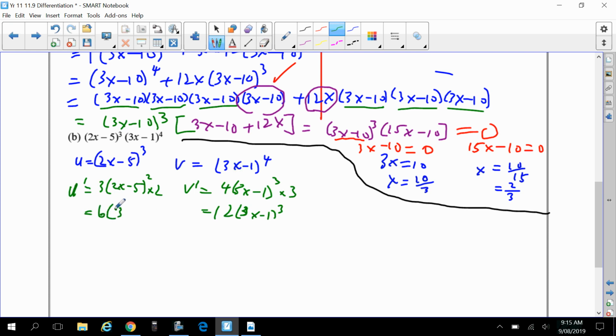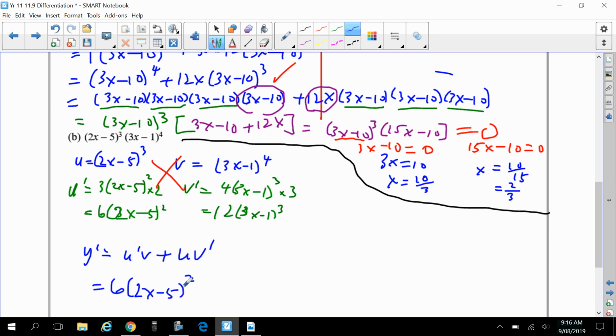Notice I simplify it before I start using it, right? I simplify 2 times 3. Don't leave it at 2 times 3. It's 6. You get the idea? And then cross multiply. How cool is that? Cross multiply. Who can't do that? You learned about cross multiplication in fractions. We can do that in here as well, and also in solving certain equations. y dash is u dash v plus u v dash. u dash is 6(2x minus 5) squared, v is (3x minus 1) to the power 4, plus u, which is (2x minus 5) cubed.